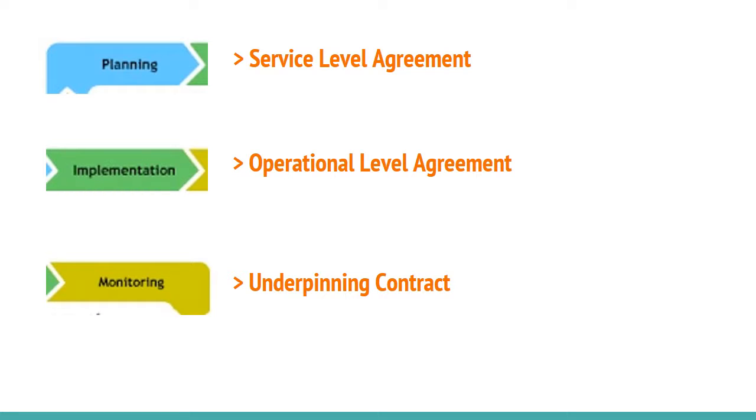A service level agreement is an agreement between the IT service provider and the customers which outlines service level expectations and clarifies responsibilities between the two parties. An operational level agreement is an internal agreement between the IT service provider and the other teams within the same organization that will assist with the provision of services. An underpinning contract is a formal contract between the IT service provider and a third party to provide support to the service provider.